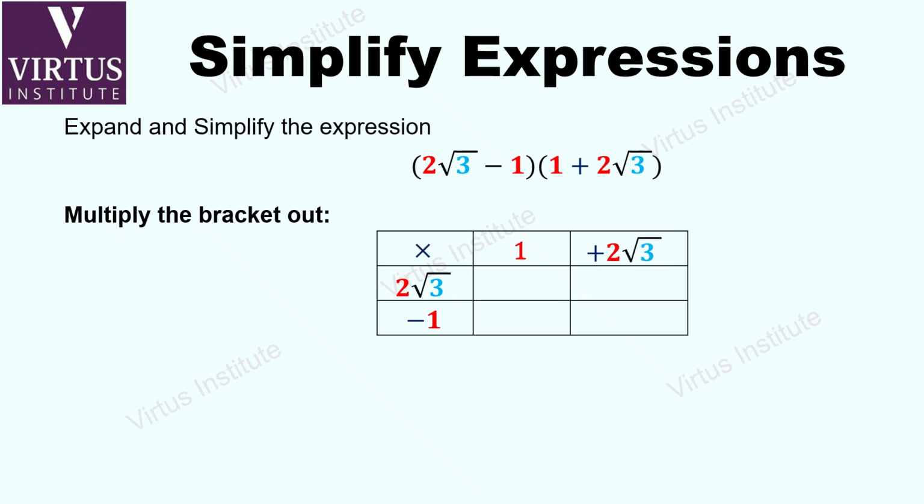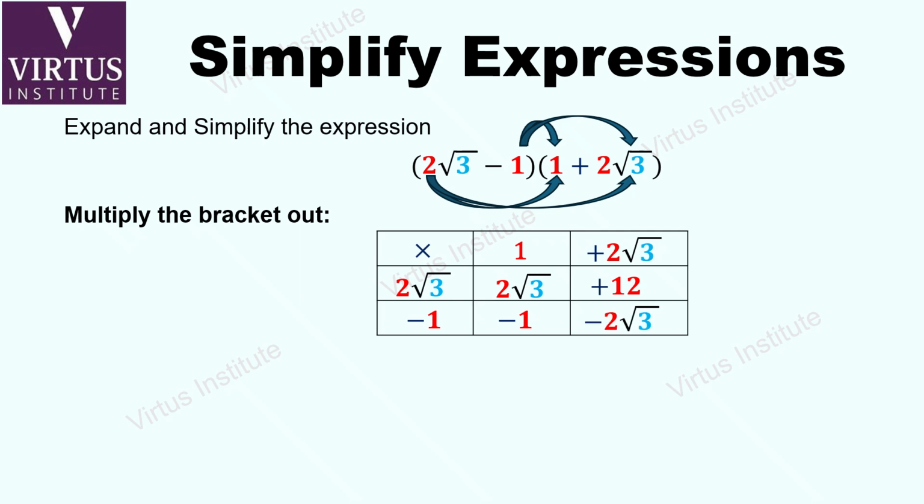First, multiply 2 square root 3 by 1 to get 2 square root 3. Next, multiply 2 square root 3 by 2 square root 3 to get plus 12. Then multiply minus 1 by 1 to get minus 1. After that, multiply minus 1 by plus 2 square root 3 to get minus 2 square root 3.